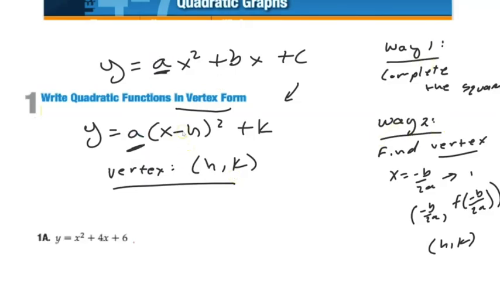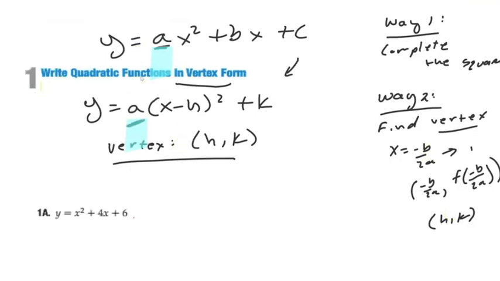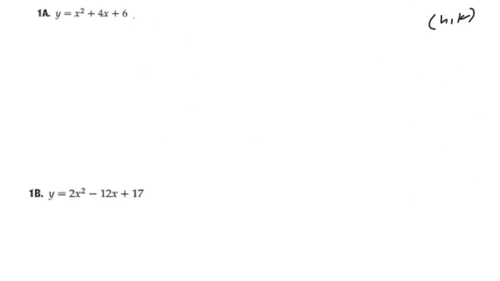Way 1, complete the square. Way 2, find the vertex. And once you find the vertex, plug it in for h and k, and the a's match. It's that simple. Let's do that. Let's put these in vertex form real quick. The whole point is I want to put it in this form. I'll do it the way I think most people are going to do it, which is find the vertex, like we did in section 1. X equals negative b over 2a will help me find the vertex.